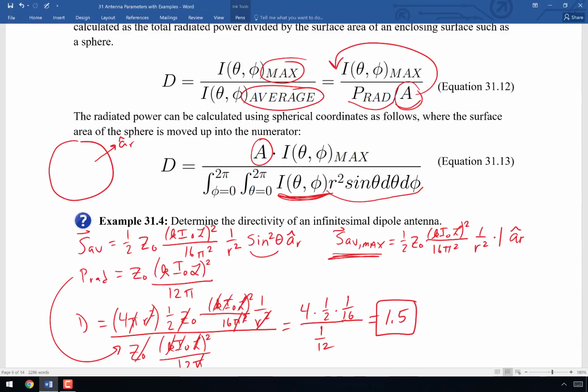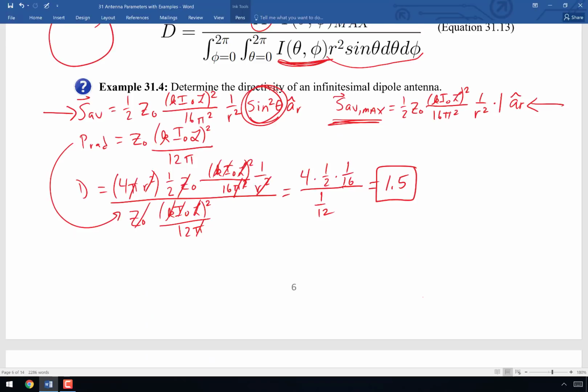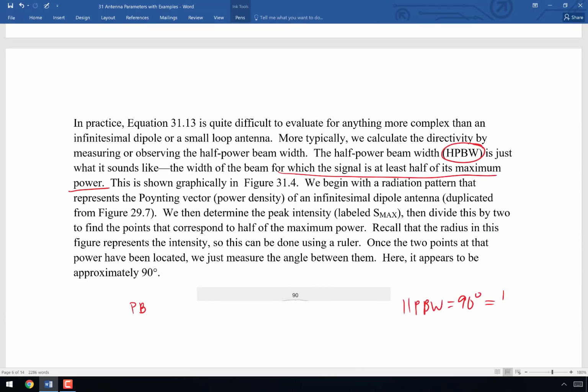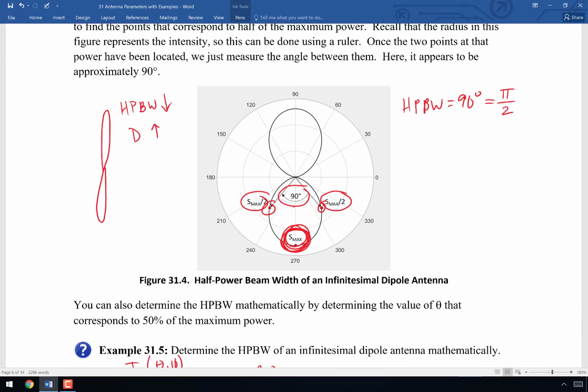The average Poynting vector is here, but this is the maximum of the average Poynting vector. If you take the ratio of those two, everything will cancel out except for the sine squared theta. So only the sine squared theta is going to stick around, and that sine squared theta is the only thing that's going to impact the half-power beam width and the directivity.